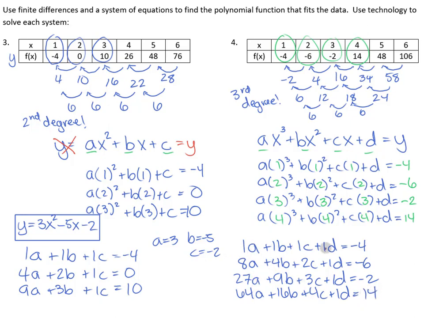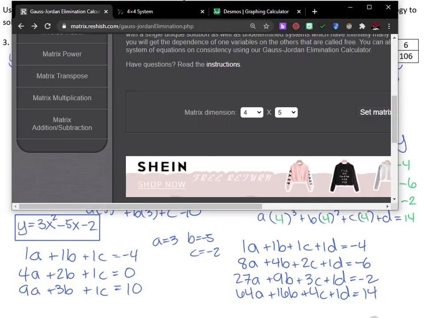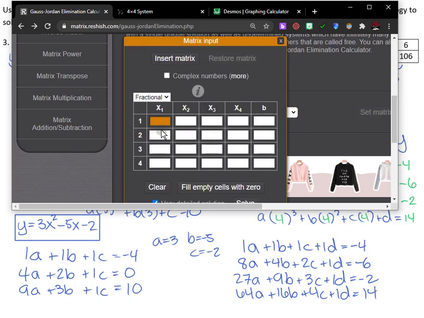So when we go to our technology with our matrices, we're going to need 1, 2, 3, 4 rows and 1, 2, 3, 4, 5 columns. Okay, so we've set up 4 rows, 5 columns. Remember, it's rows by columns here. We'll set our matrix and plug in all of our coefficients.